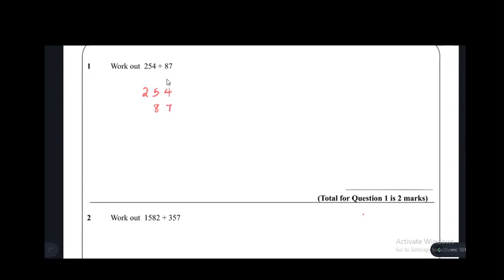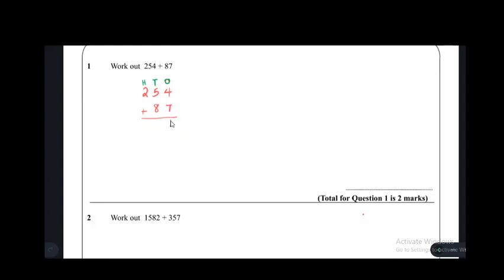The ones, you write them below each other. So let me use green. The ones on the tens, you write them below each other, hundreds, and so on. So once I've done that, I will add, and when adding, 4 plus 7 gives me 11.